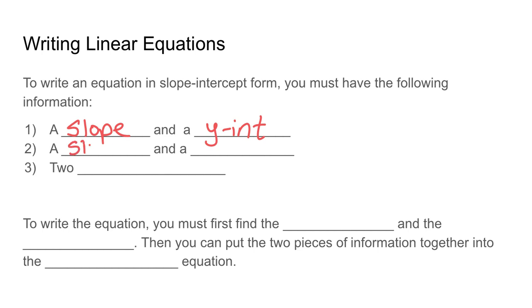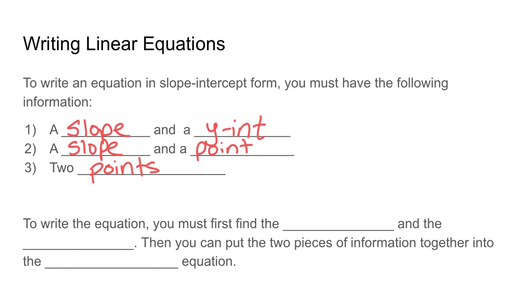Now, sometimes they're not going to give you both of those. Sometimes they'll give you a slope and a point. So that's going to be a scenario where we're going to have to solve to find the y-intercept. And then we can put the slope in where the slope goes, the y-intercept where the y-intercept goes, and boom. But if they don't give you the y-intercept, you'll have to solve for it. And then sometimes they're just going to give you 2 points. So that means you're going to have to solve for both the slope and the y-intercept.